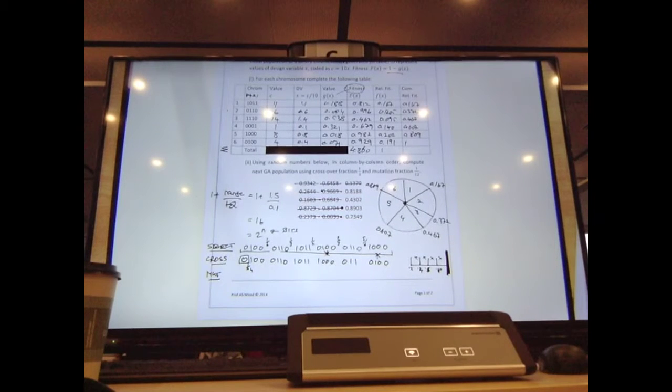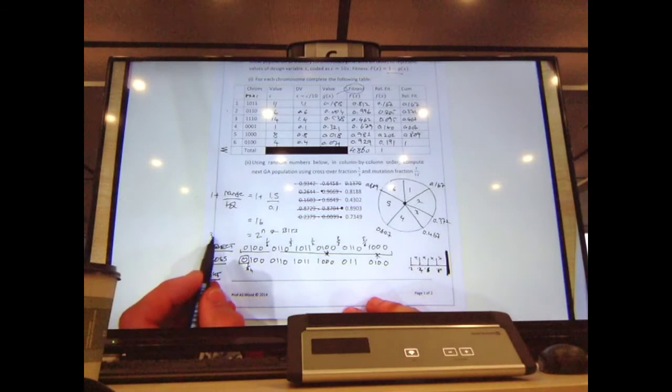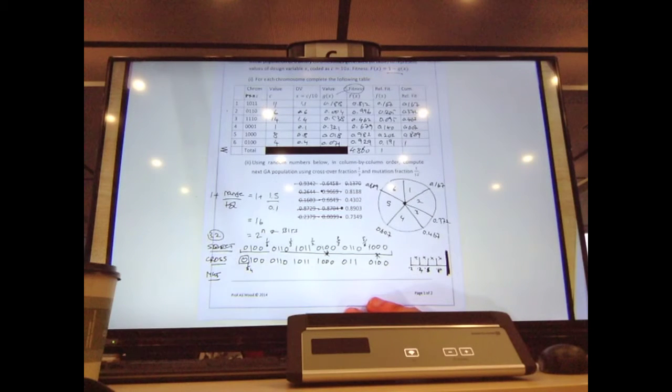Don't wait for me to do it in my head, wait for someone else to tell me. 3.288. 3.2, okay, so it's 3.2. So it's going to be number 3, so 0, 1, 2, 3. So it's going to be this one here.